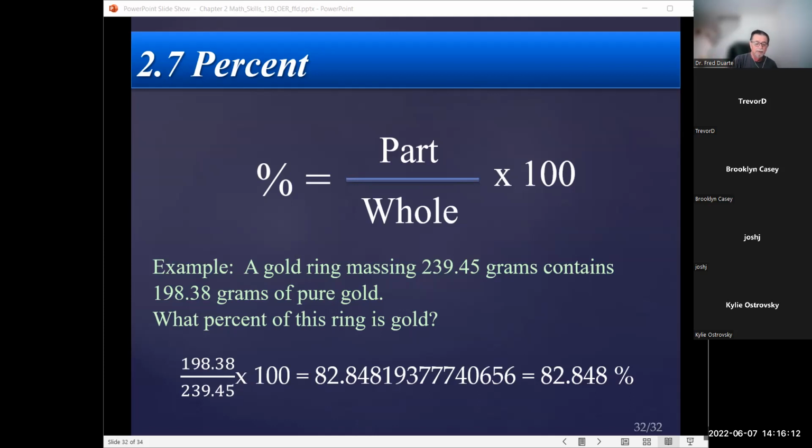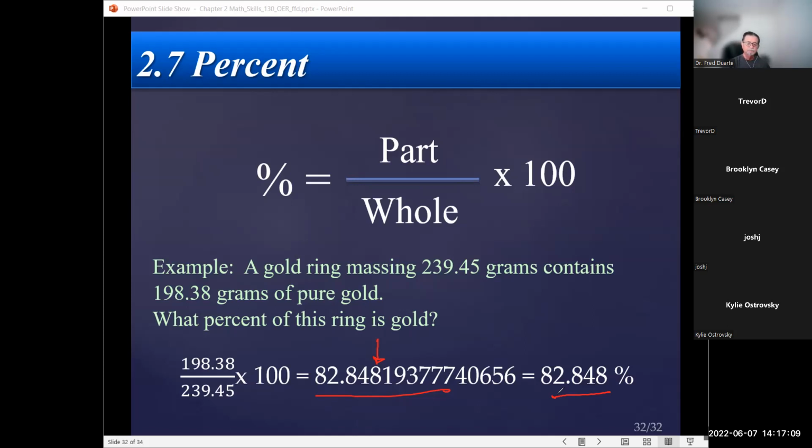But again, you present your data with the least accurate number that you utilize. In this case, the mathematical function is division, so we think sig figs. So we see that the numerator has 5 sig figs and the denominator has 5 sig figs. So our answer should have no more than 5 sig figs. So we go to the 5 sig fig position for my answer, which would be 1, 2, 3, 4, and 5, which would be this 8 right there. Okay, look at the neighbor, which is a 1, which is less than 5. Therefore, that 8 remains at 8. We truncate everything. And so our answer for this particular problem is that this gold ring is 82.848% gold.